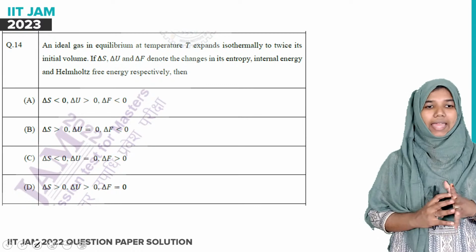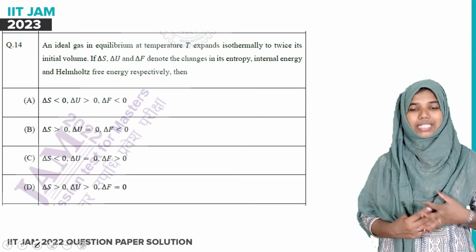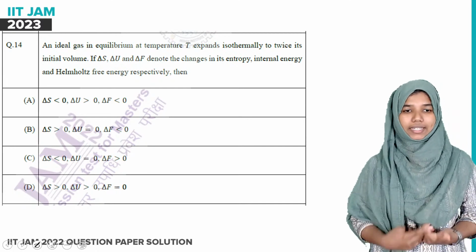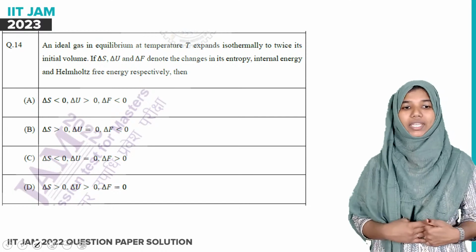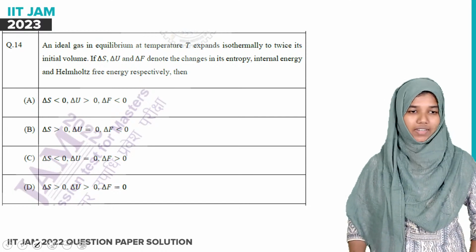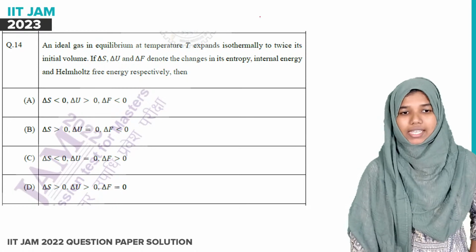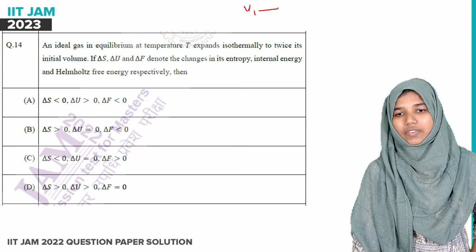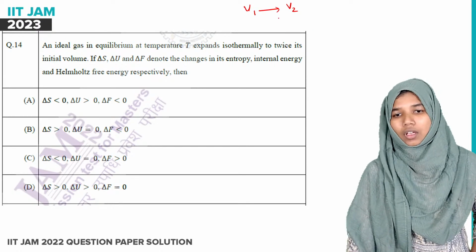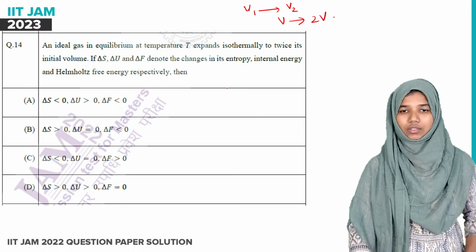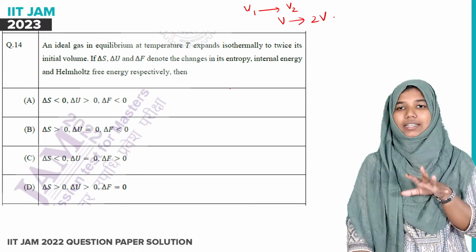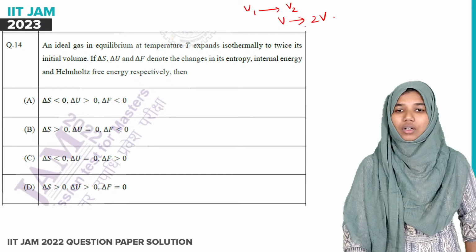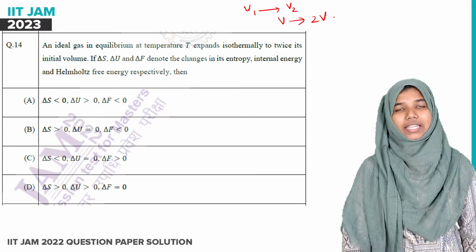Now the next question. An ideal gas in equilibrium at temperature T expands isothermally to twice its initial volume. If delta S, delta U and delta F denote the changes in its entropy, internal energy and Helmholtz free energy respectively, then, okay, an ideal gas at temperature T expands isothermally to twice its volume. Suppose the initial volume is V, then the final volume is 2V.